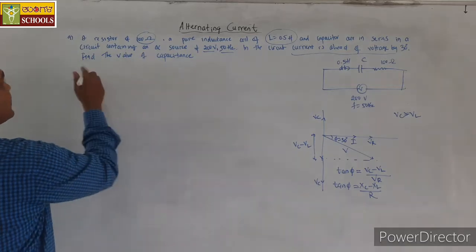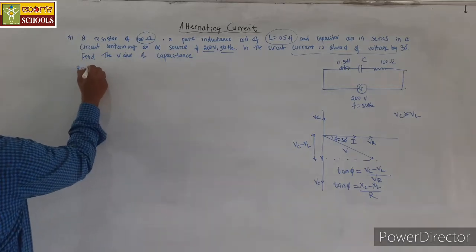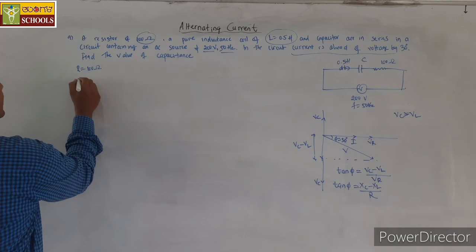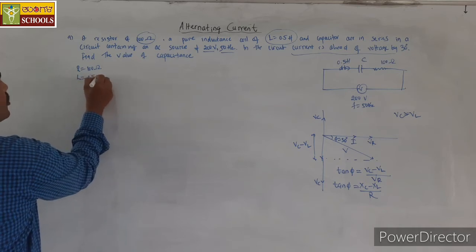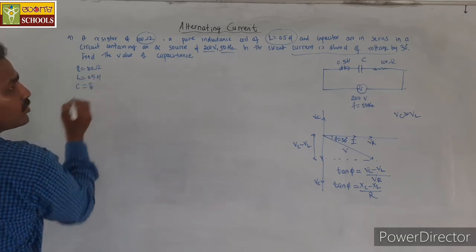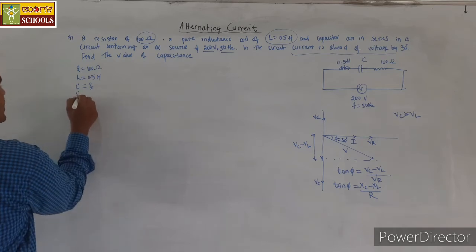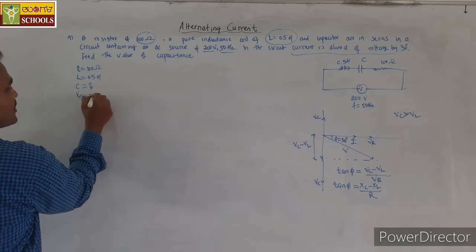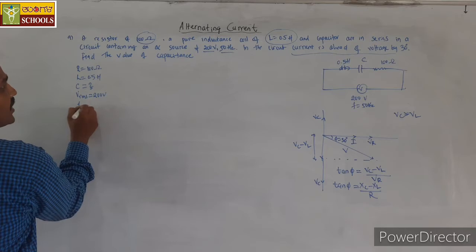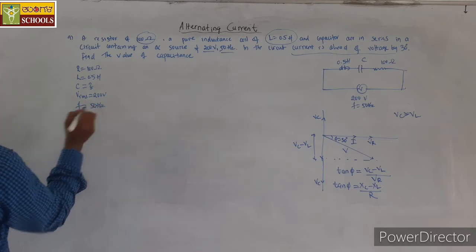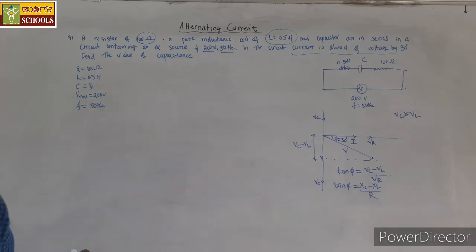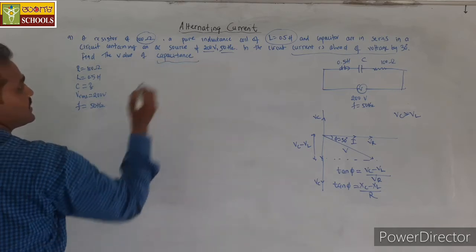Then let us write the other data given. R is equal to 100 ohm. The inductance L is equal to 0.5 Henry. C we have to find out, and the voltage we have to take as Vrms equal to 200 volt. Frequency is given to be 50 hertz. We have to find the value of capacitance.